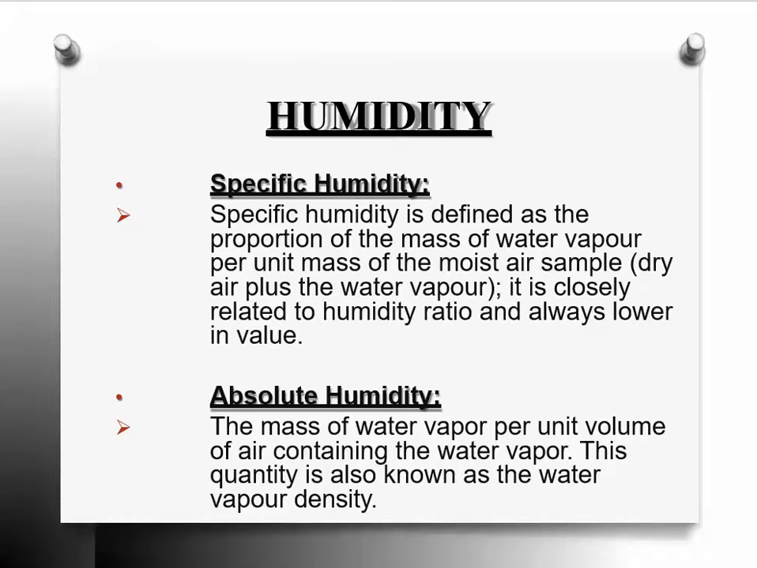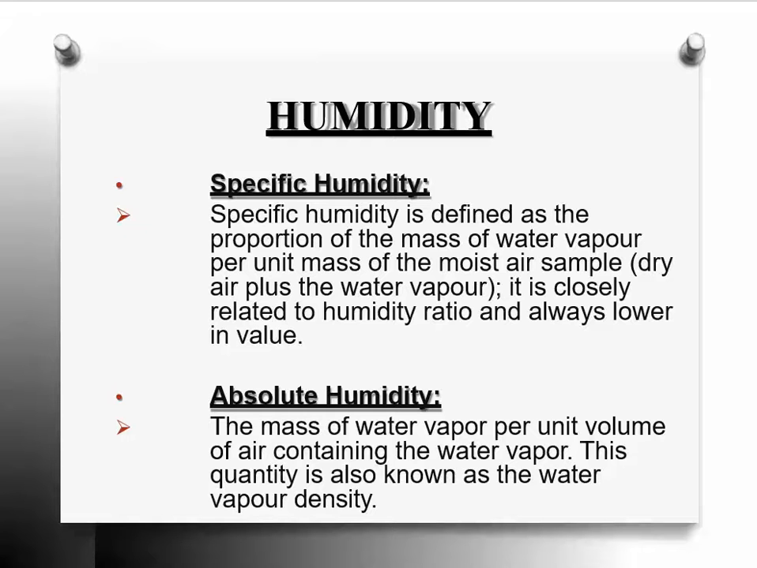Then we have humidity. Humidity is the amount of moisture present in the air. It is a ratio of water vapor present in the dry air. We have two types of humidity: first is specific humidity and second is absolute humidity.